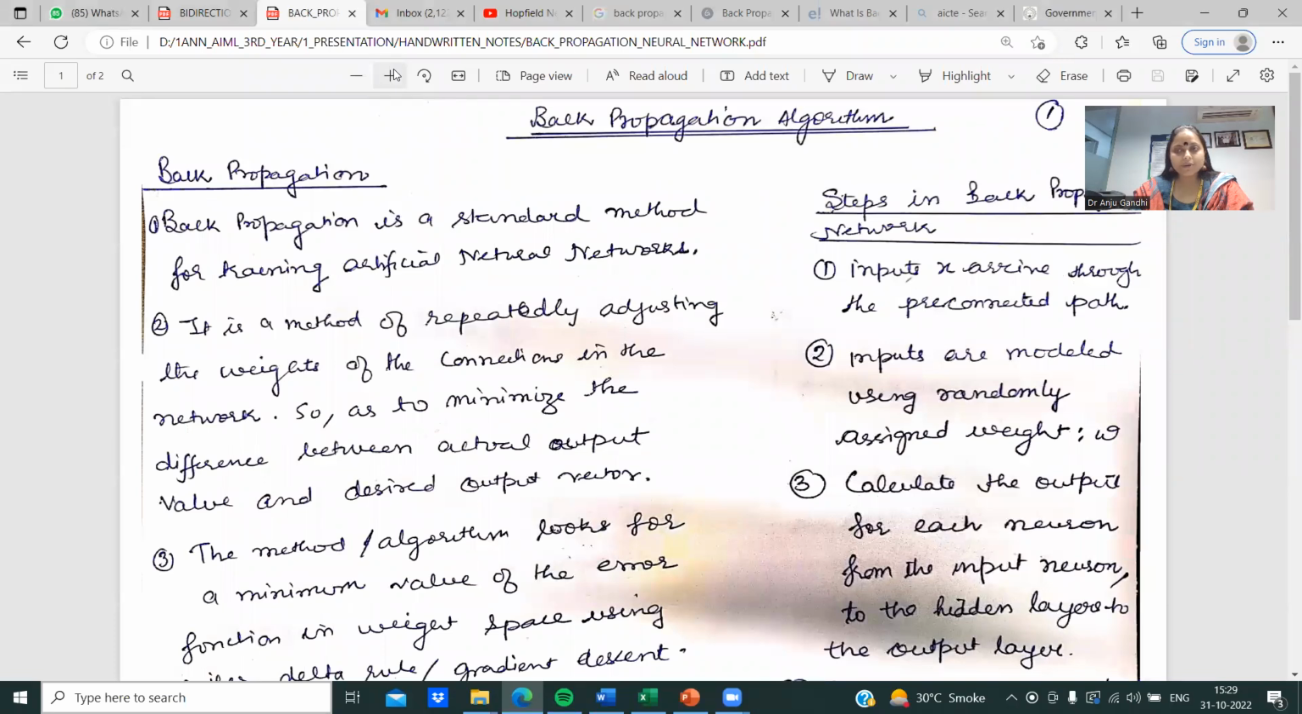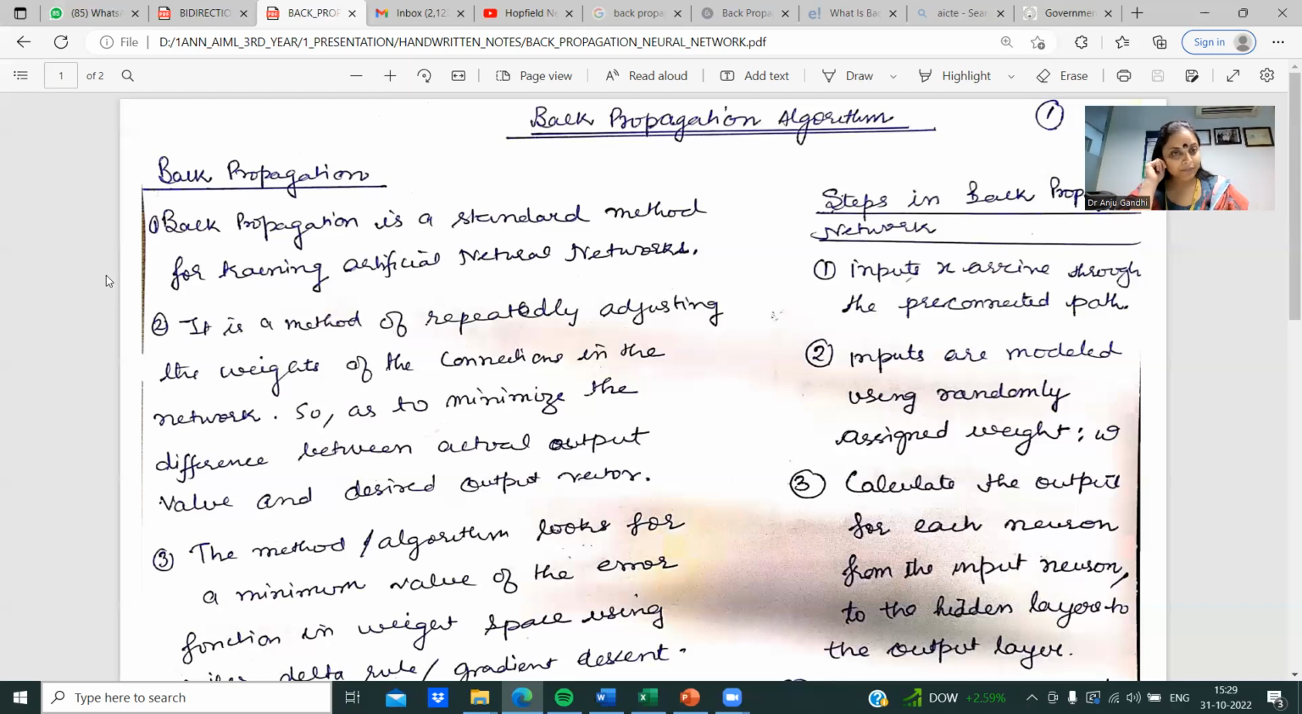So, moving further about the backpropagation algorithm, let's discuss more of its characteristics and its functioning. Backpropagation is the standard method for training artificial neural networks. It is a method of repeatedly adjusting the weights of the connections in the network. Every time we are focusing on how we have to adjust the weights.